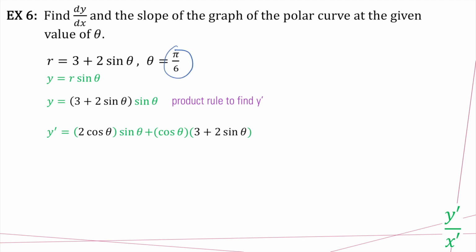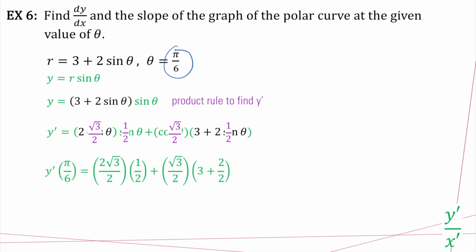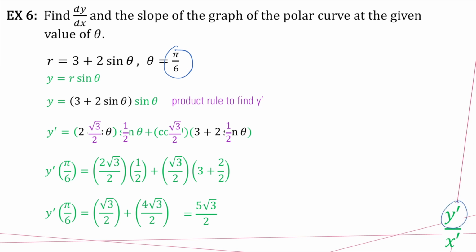So cosine of pi over 6 is root 3 over 2. Sine of pi over 6 is 1/2. And then if we clean that up, I know that y prime of pi over 6 is, after a lot of algebra, 5 root 3 over 2. That's y prime. Now we get to do the same thing for x prime.